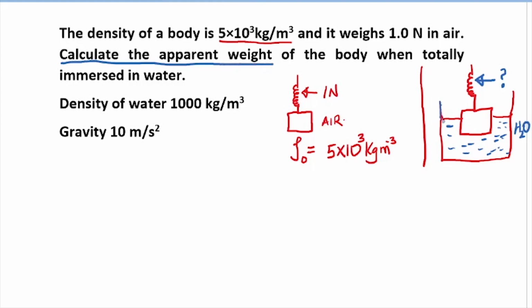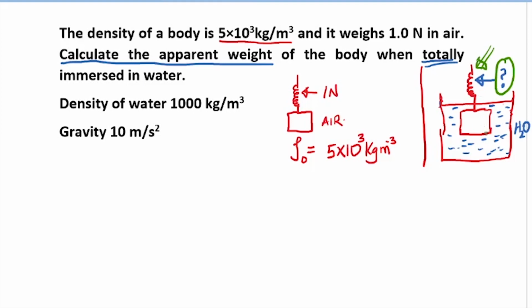When they want us to find the apparent weight of the body when it's immersed in water, they're telling us that it is totally immersed. So my diagram here should indicate that the thing is totally immersed in water, like that. They want us to find the apparent weight. In other words, what will this spring balance read when this body is totally immersed in water?